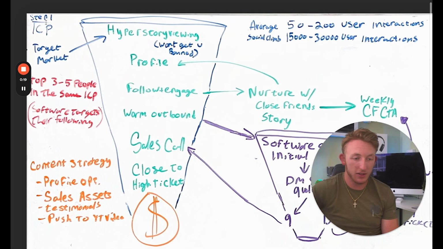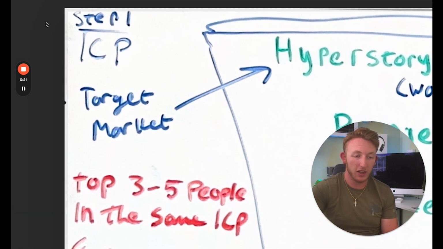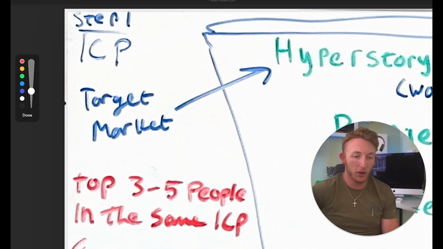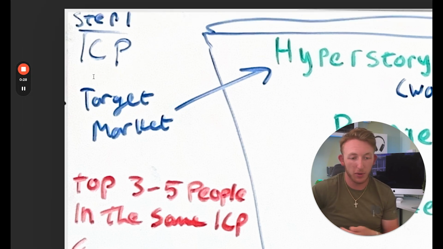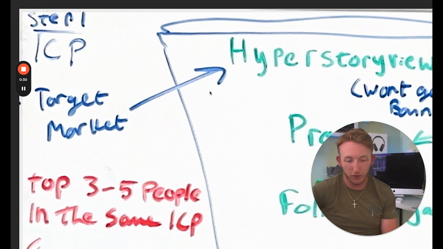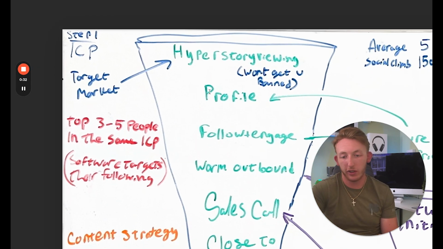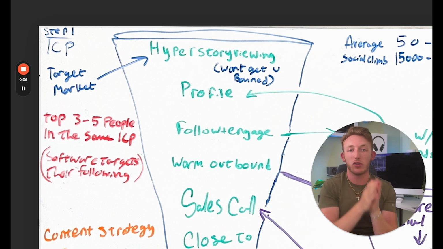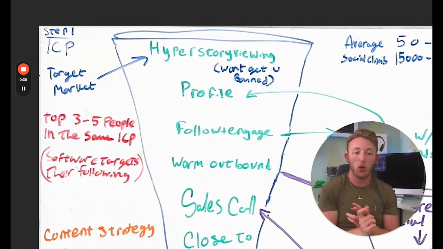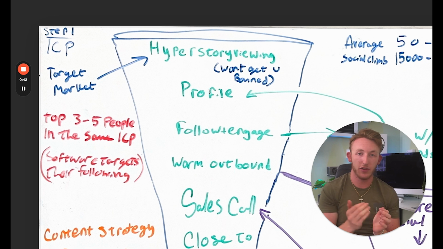First step is the ICP. So that's what we're going to be kind of talking about first. It's target market, knowing exactly who you actually want to sell to. And I don't know why this piece keeps popping up, but knowing your target market. From there, we're going to be able to do hyperstory viewing. So I'm going to talk a little bit more in depth about that in just a second. But the first thing that we need to do is target our content and know who our target market is so that we can use it throughout the other steps of this funnel, right?